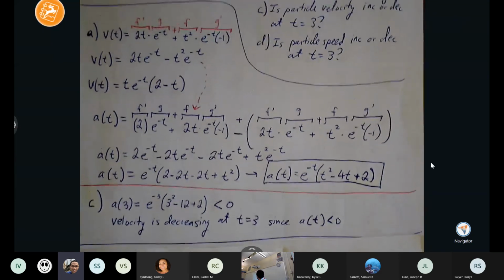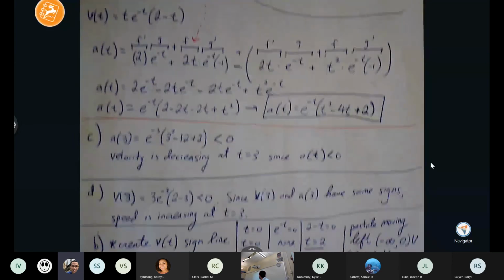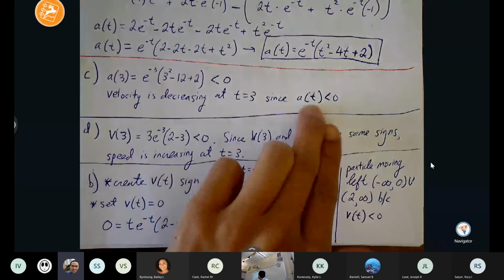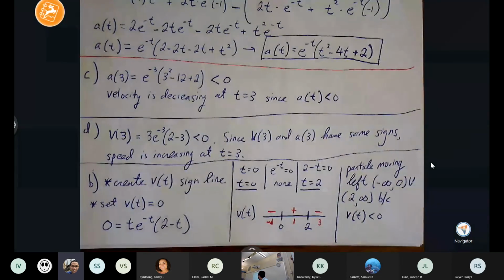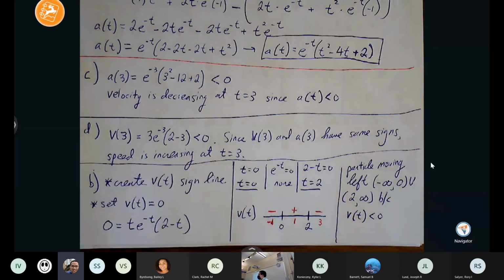Okay, what about D here? Is the particle speed increasing or decreasing? We look at both velocity and acceleration, right? Okay. So we plug 3 into the velocity, we get a negative number. 3 into the acceleration, we also get negative. So 2 negatives, they're both the same sign. Speed is increasing.